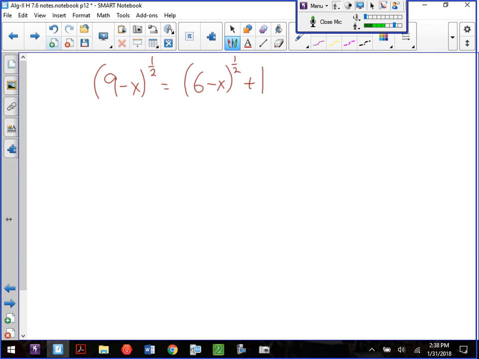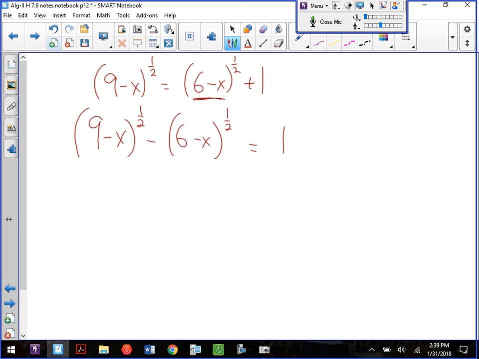Now, this is the style problem where you can't just square, because it's still got a plus 1 on it. Because there's a plus 1, that means you'd have terms you'd have to FOIL out. Ew, you're right. So what I would do, I would move this guy to the left. You get 9 minus x to the half, minus 6 minus x to the half, equals 1. Now, when I square it, it's just, don't square it. Right? Yes, this is that long style problem.